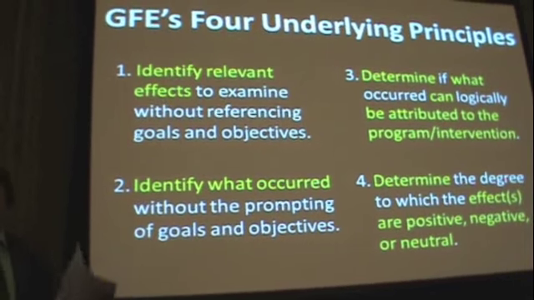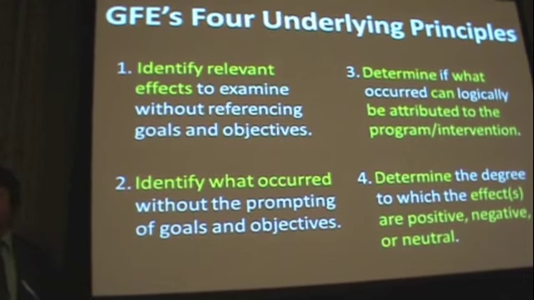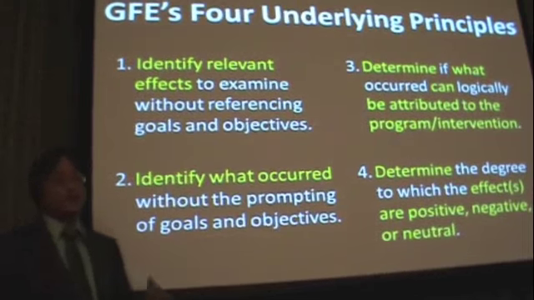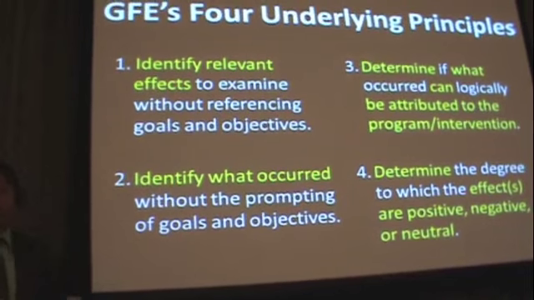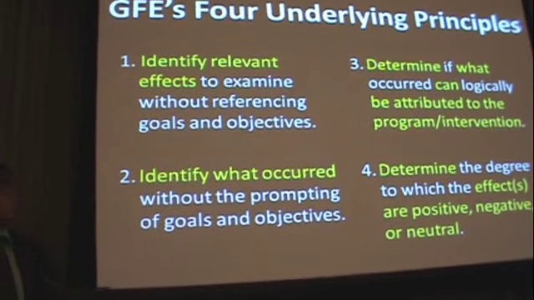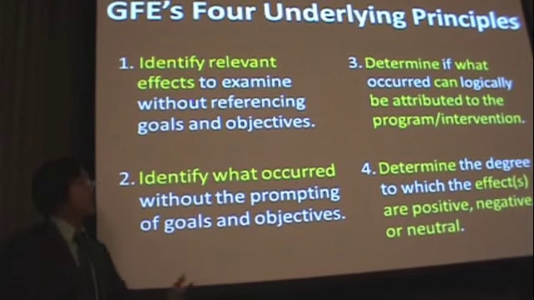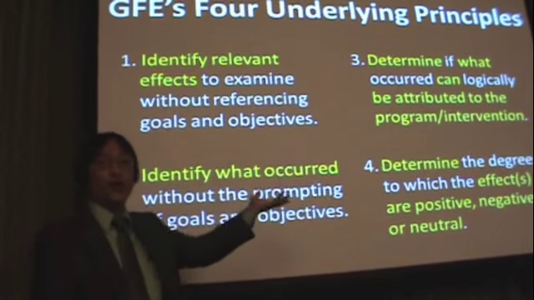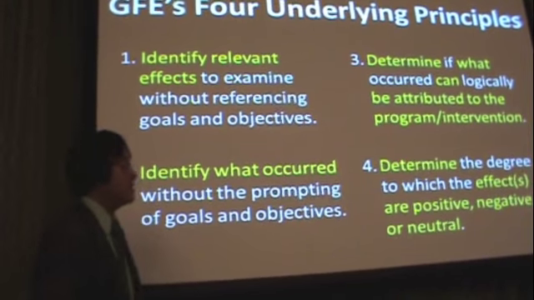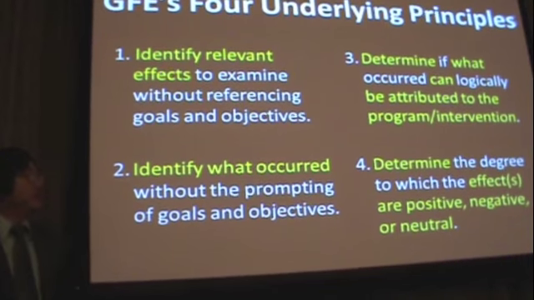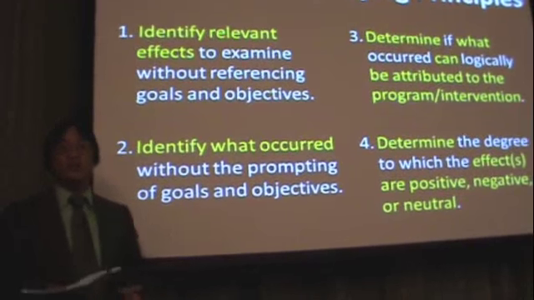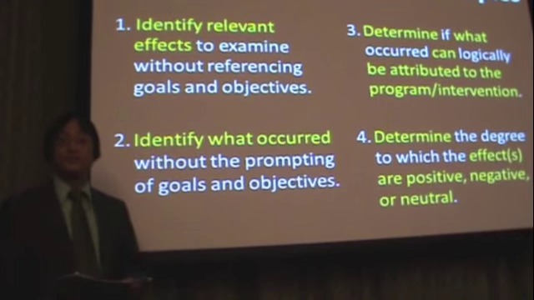The first one is to identify the relevant effects by observation, measurement, etc. Identify what occurred without the prompting, of course, of the goals and objectives. Determine if what occurred can be attributed to the program or the intervention that's being delivered. And then lastly, determine to which degree those effects are positive, negative, or neutral.